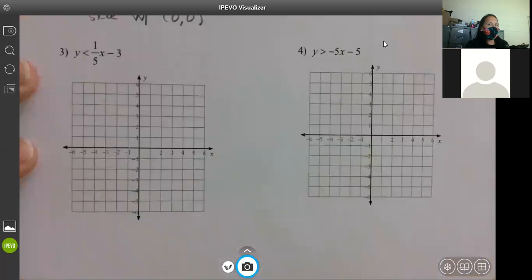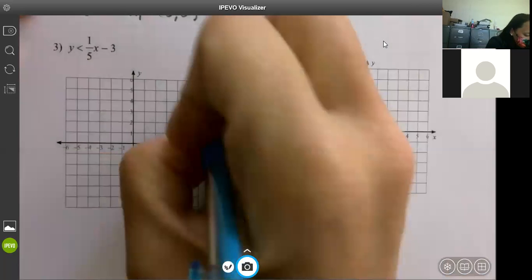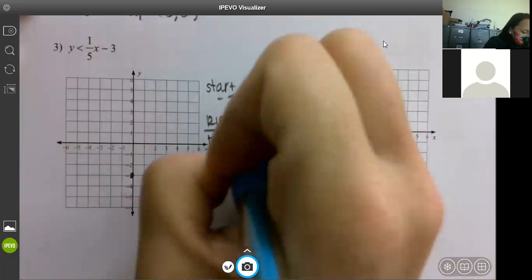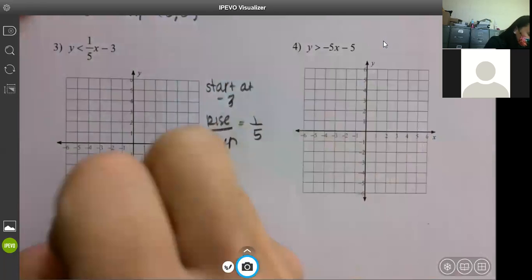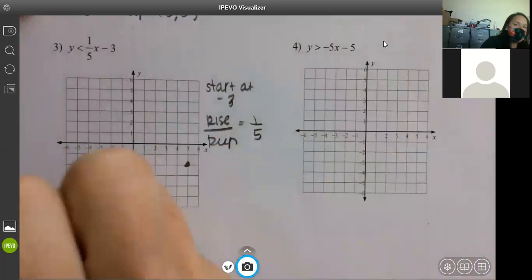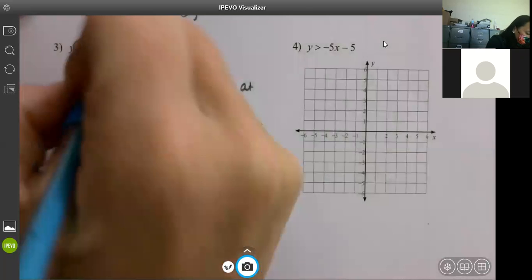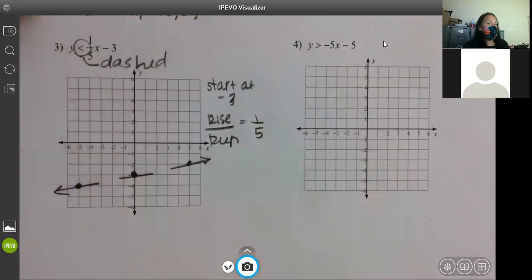Okay, number 3. I'm going to write it down just so you guys can see it. Start at -3. What's our rise over run? 1 over 5. So start at -3, rise 1, run 5, or go the opposite way. Is it solid or dashed? So again, as long as I can tell it's dashed, we're good to go.